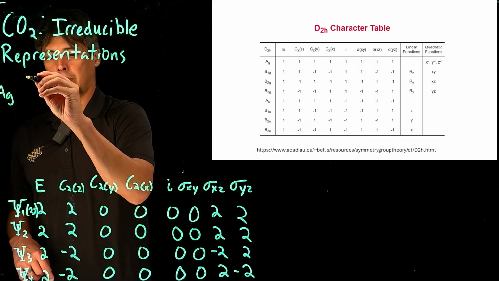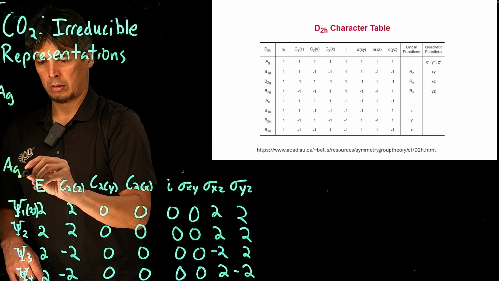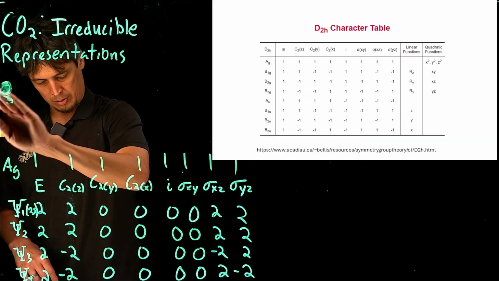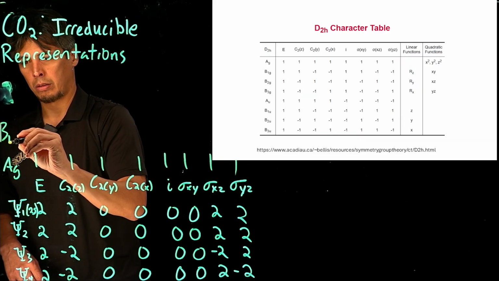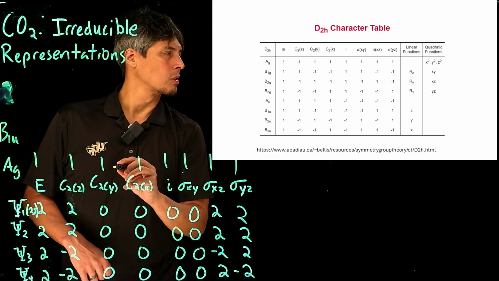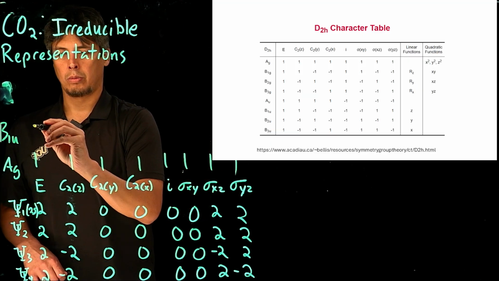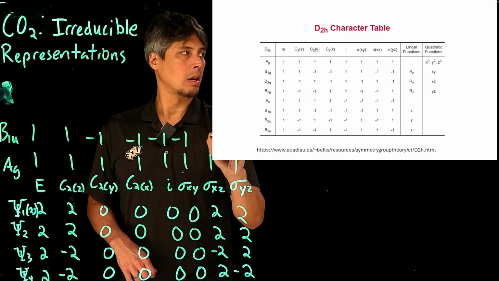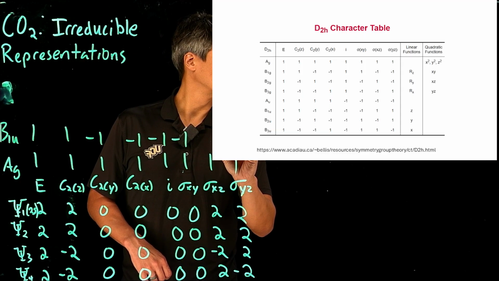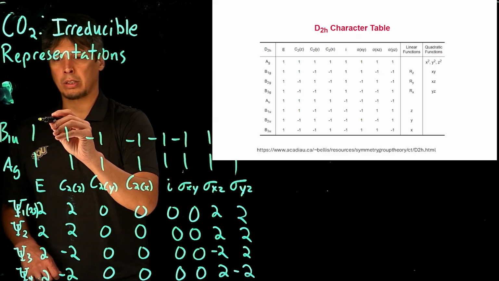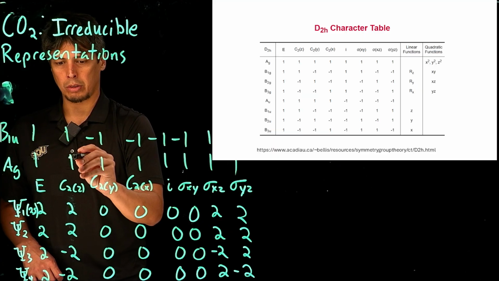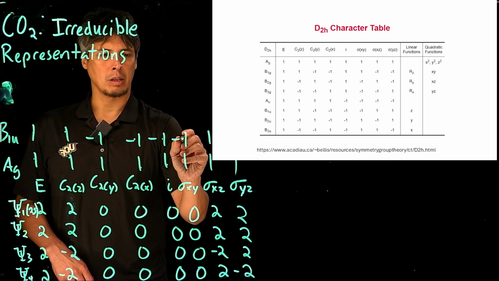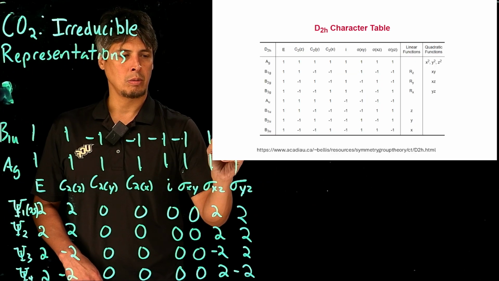Ag representation, which is 1, 1, 1, 1, 1, 1, 1, 1, combined with the B1u representation, which based on our table is 1, 1, minus 1, minus 1, minus 1, minus 1, 1, 1. And so if we just add down, we see 1 plus 1 is 2, 1 plus 1 is 2, negative 1 plus 1 is 0, negative 1 plus 1 is 0, negative 1 plus 1 is 0, negative 1 plus 1 is 0, 1 plus 1 is 2, 1 plus 1 is 2.